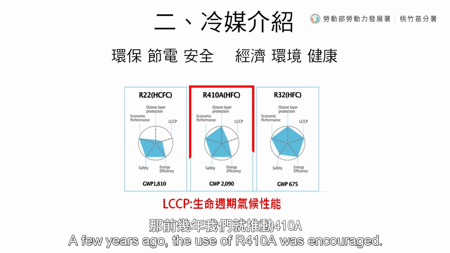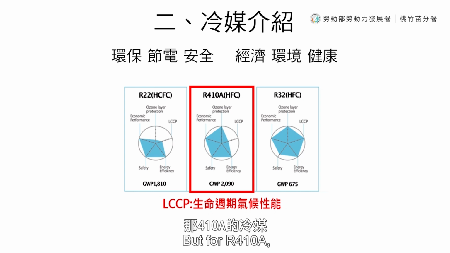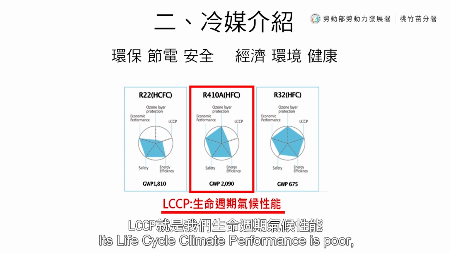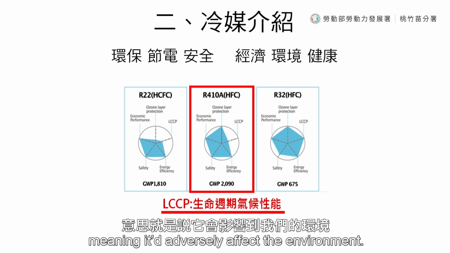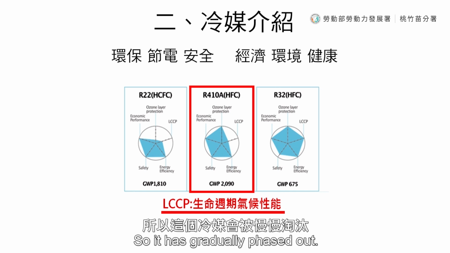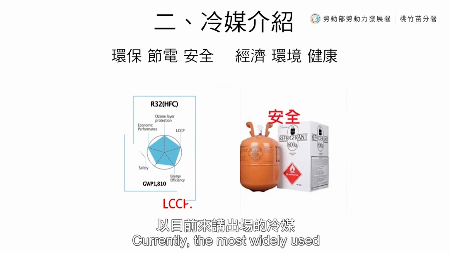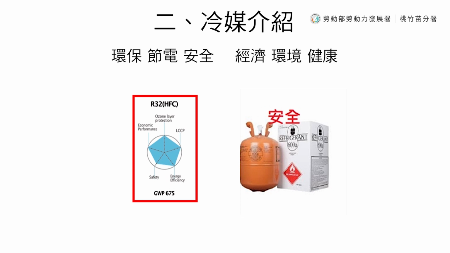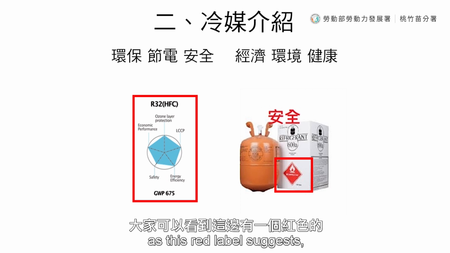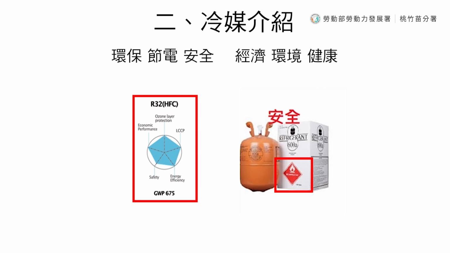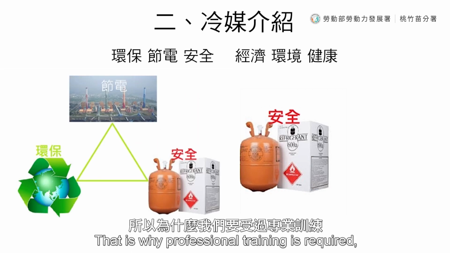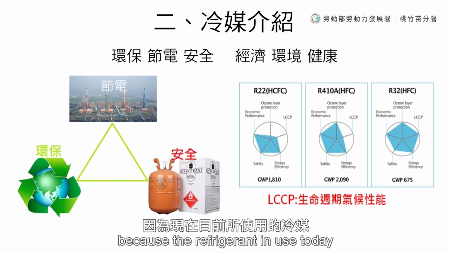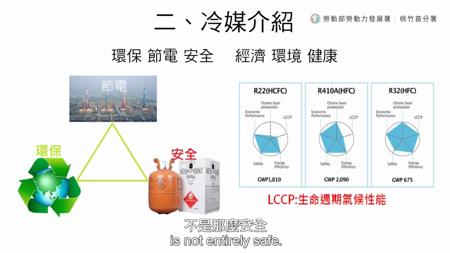A few years ago, the use of R410A was encouraged, but for R410A, let's look here. Its life cycle climate performance is poor, meaning it adversely affects the environment. So it has gradually phased out. Currently, the most widely used is R32, which is environmentally friendly and energy saving. Its only weakness, as this red label suggests, is flammability. That is why professional training is required, because the refrigerant in use today is not entirely safe.